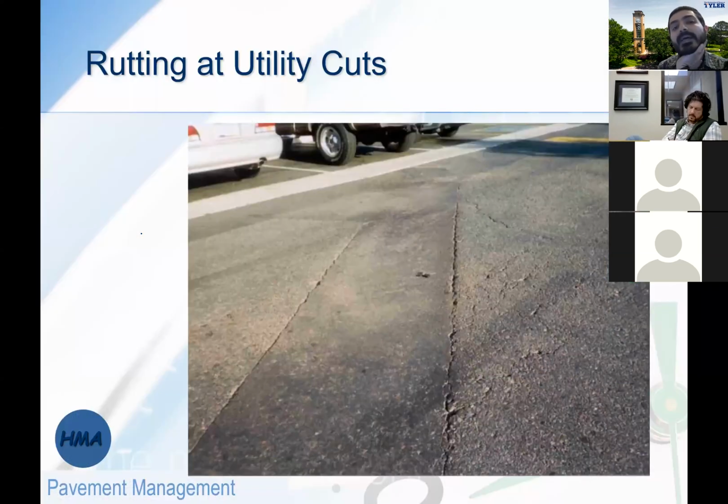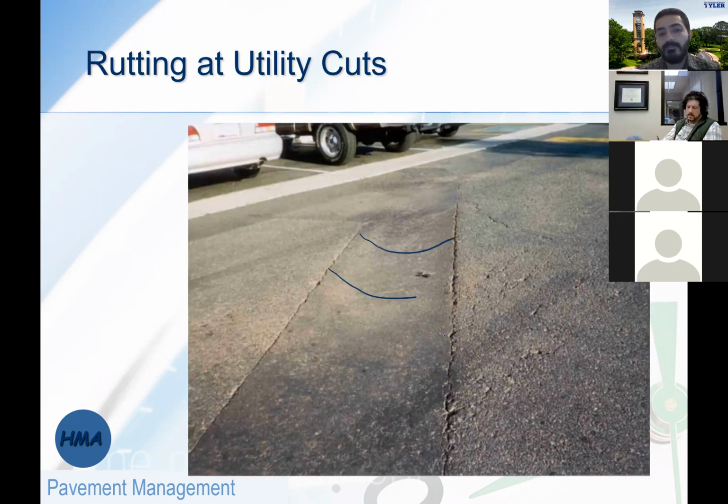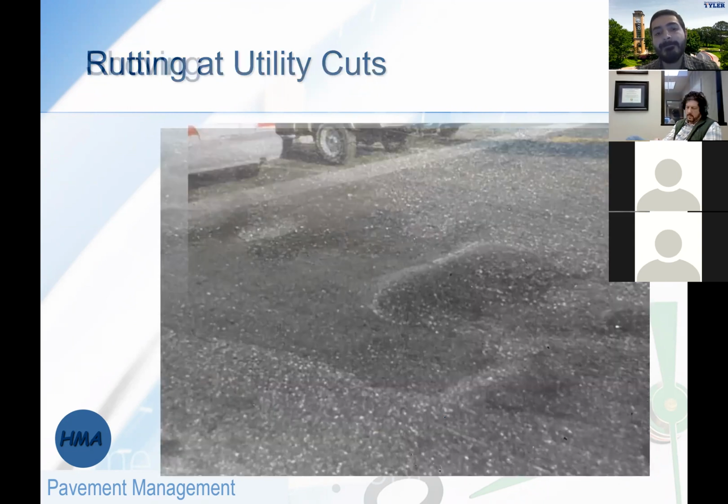Rutting also can happen at a utility cut, like what you see here. Again, it's basically a weak point, and once it's loaded, the asphalt is going to show that depression again. That's rutting at a utility cut.